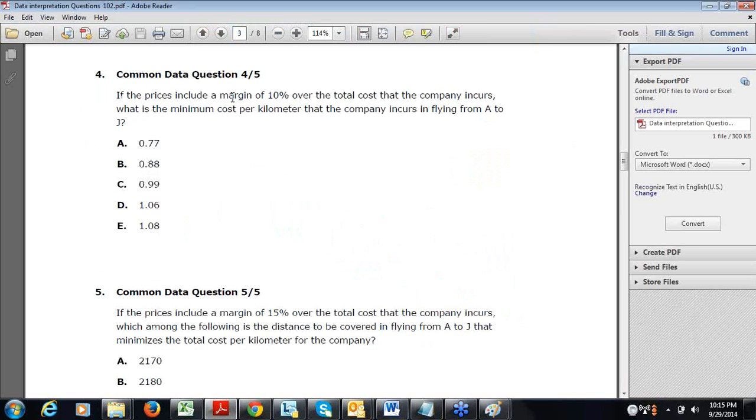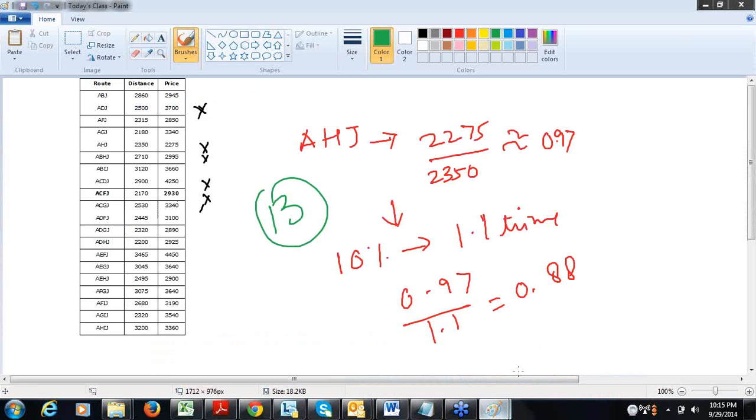Now the question is, price includes a margin of 10% over the total cost the company incurs. What is the minimum cost per kilometer that the company incurs in flying from A to J? So it is 0.97 upon, 10% it includes, so it's 1.1, we have to divide, 0.88. Okay, everybody clear?